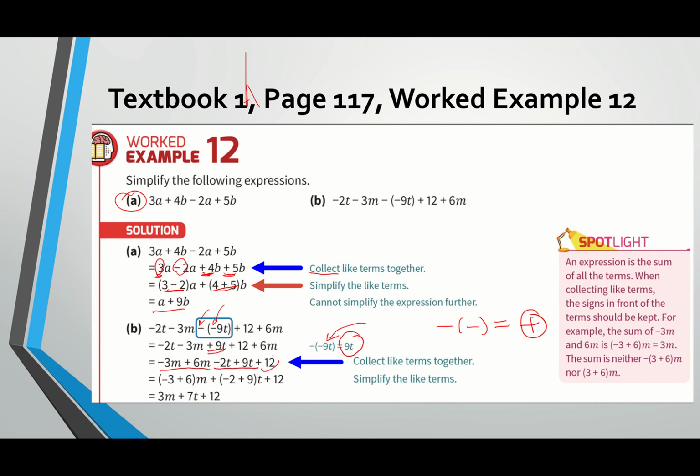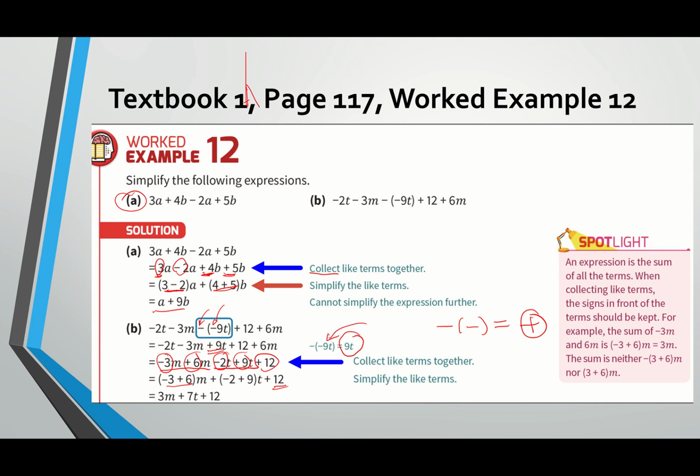And what about the 12 here? 12 starts with C, guys. What do we call this term? C for constant, right? The constant is alone because it doesn't have any variable m or t. So for the m, we simplify negative 3 plus 6, and we get positive 3. For the t, negative 2 plus 9, which is the same as 9 minus 2, is 7. And the 12 is alone, so it will just be 12.